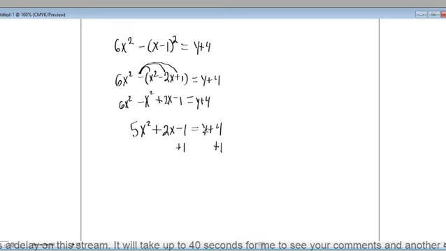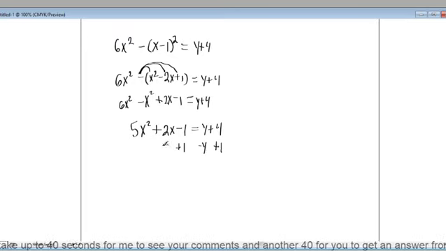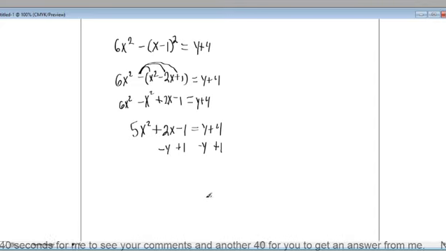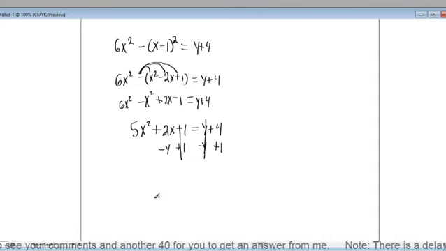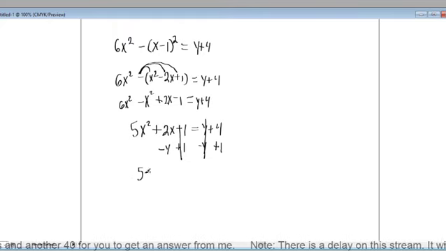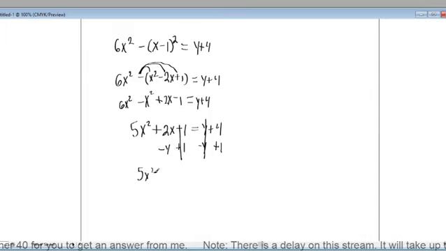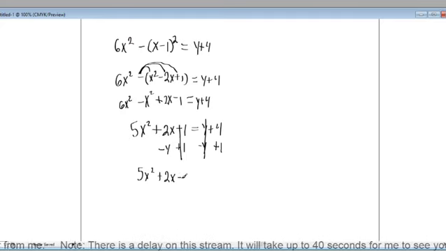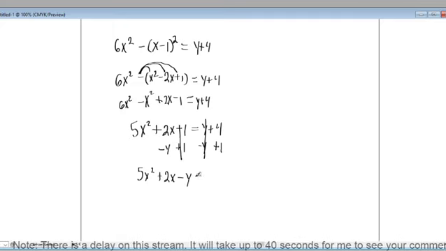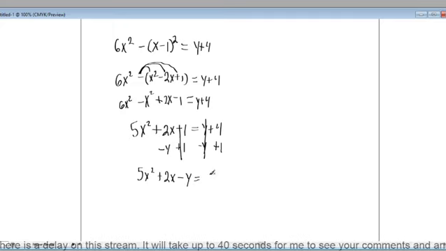And y doesn't belong on this side. This is where numbers go. This is where just constants go. So y I'm going to have to subtract from this side. Okay, so 1 is going to cancel, it's gone. Y is going to cancel there, it's gone. And so now we have 5x squared plus 2x plus y, minus y, equals 5.